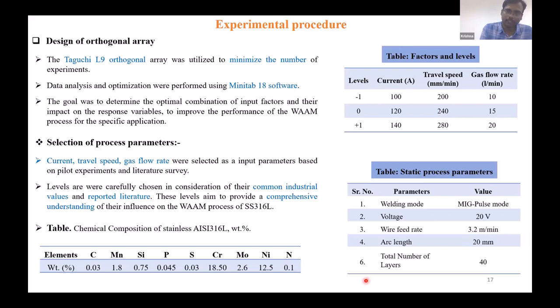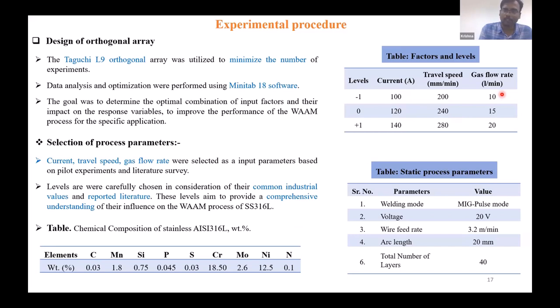So it is very good in the very beginning stage to start with a design of experiment or the organizers in order to optimize the parameters. And the parameters are varied as per the machine limit and also as per the literature for this particular alloy. Like current is varied from 100 to 140, and travel speed is varied from 200 to 280, and the gas flow rate is varied from 10 to 20.